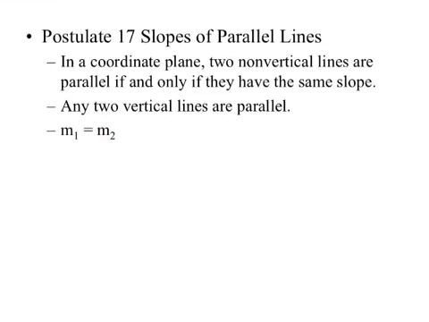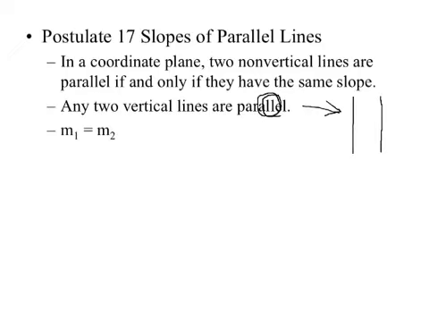Alright, let's learn another postulate. In a coordinate plane, this is postulate 17, slopes of parallel lines. In a coordinate plane, 2 non-vertical lines are parallel if and only if they have the same slope. And then we can also say any 2 vertical lines will always be parallel. If you know 2 lines are vertical, they're both vertical, that means they are both parallel, which is sort of fun. In the word parallel, I have 2 vertical lines which are parallel.